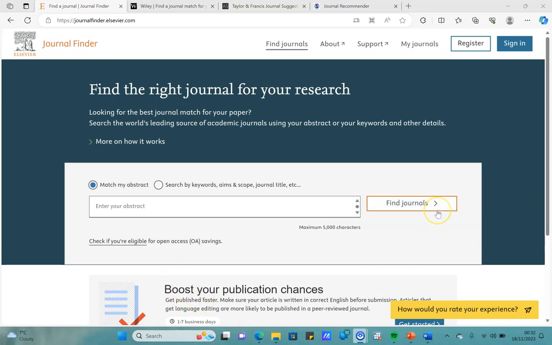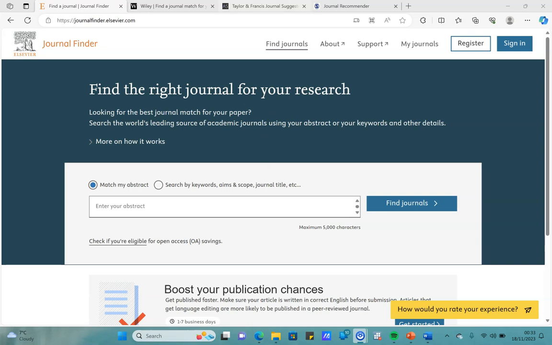Today I was thinking of looking over the journal finder system offered by major publishers these days. If you have not used them, you can have a look at it. This is just to get some suggestions on whether there are suitable journals within this publisher for your upcoming research. So let's have a look at it.